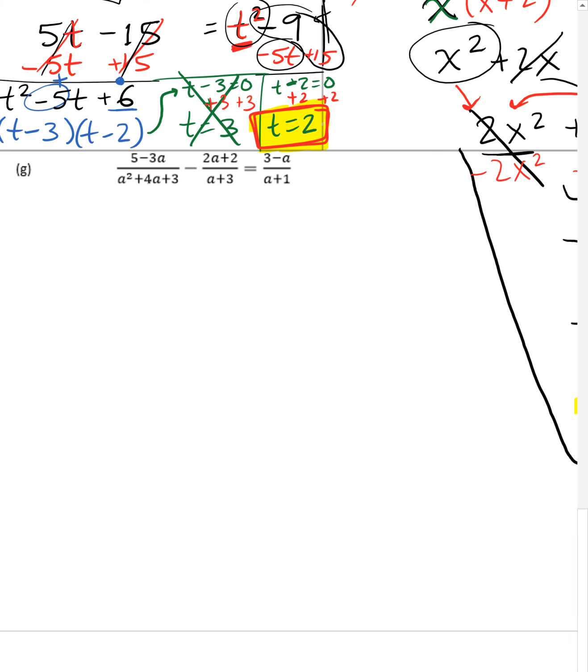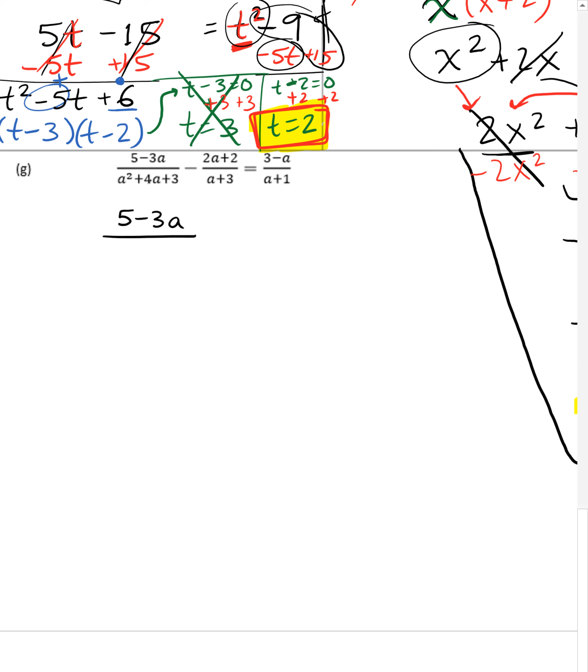Alright, last one. Whew! Let's look at this guy. I'm gonna do like we did in the last one, where if I want to see what value or values would make the denominator 0, I'm going to factor all denominators I can, and then I might be able to just kind of eyeball it and see what they are.